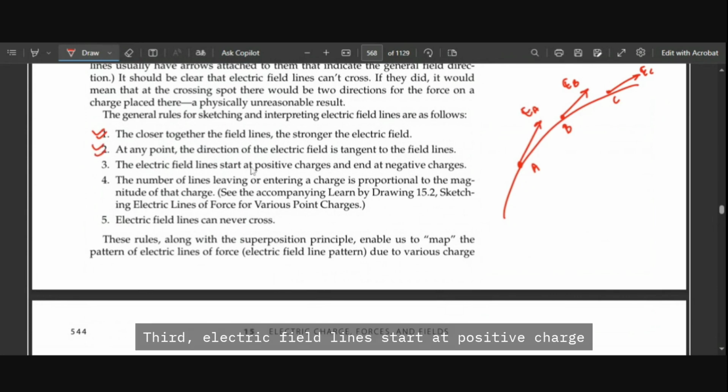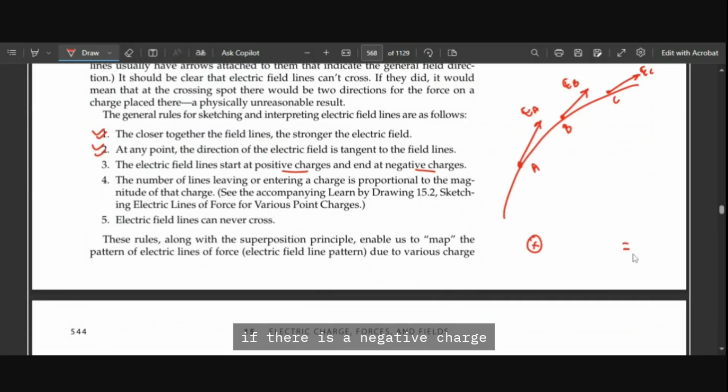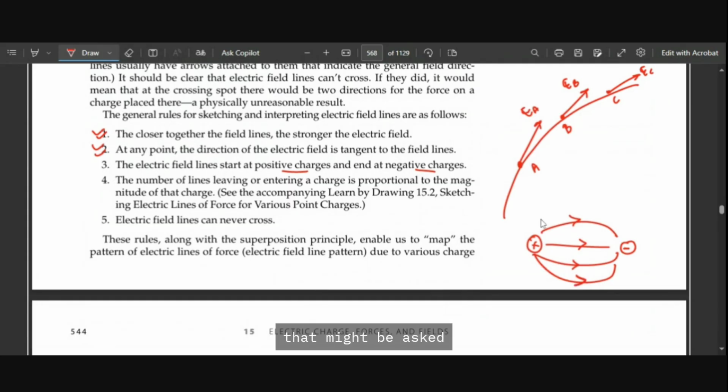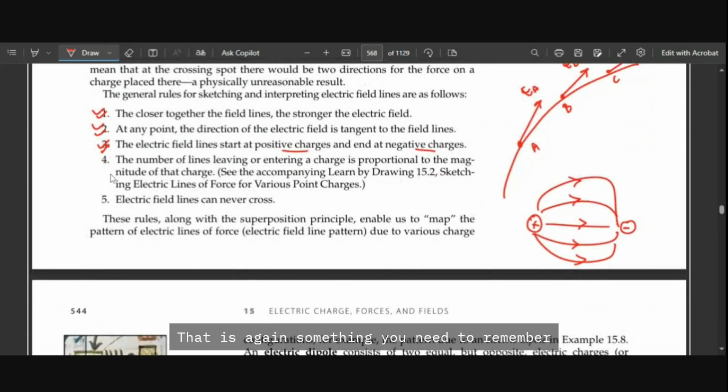Third, electric field lines start at positive charge and end at negative charge. So if there is a positive charge and a negative charge, electric field starts from positive and goes to negative like that. These are the important properties of electric field lines that might be asked in the test tomorrow. Then, the number of lines leaving or entering a charge is proportional to the magnitude of that charge. So how many electric field lines are entering or leaving will depend upon the magnitude of that charge. That is again something you need to remember.